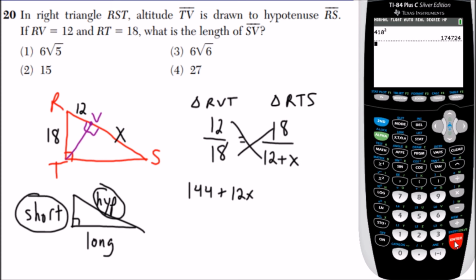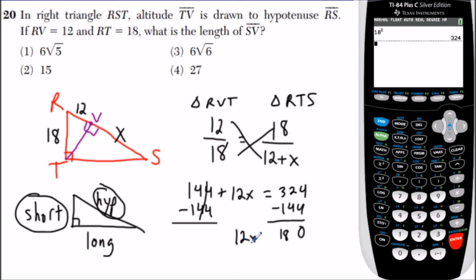Whoops, hang on a sec. Let's fix that. 18 squared is 324. So this is equal to 324. And now we're going to subtract 144 on both sides. And over here, we could use the calculator, but this is going to be 0, and 32 minus 14 is 18. So we got 12x equals 180.